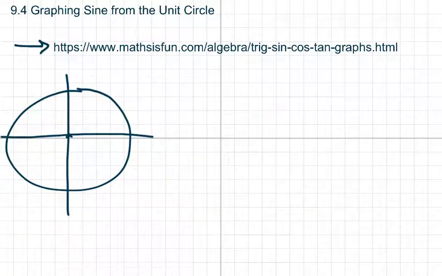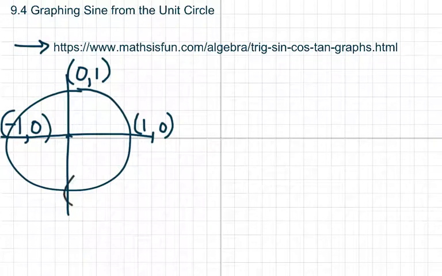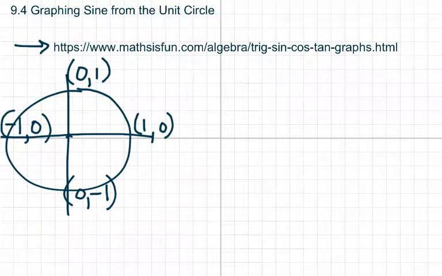Now, if I have a unit circle, we know that this point is (1, 0). This point is (0, 1). Here it's (-1, 0). And here it's (0, -1). That's our basic unit circle.